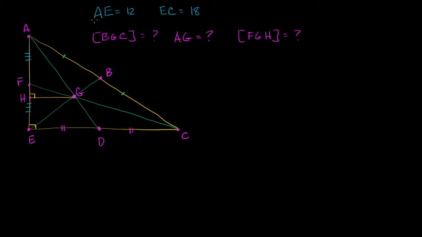So we're told that AE is equal to 12. That's this side right over here. And EC is equal to 18. And then they've drawn a bunch of the medians here for us.